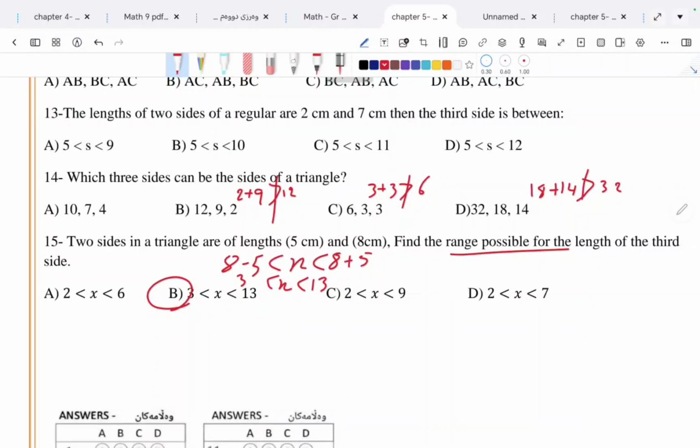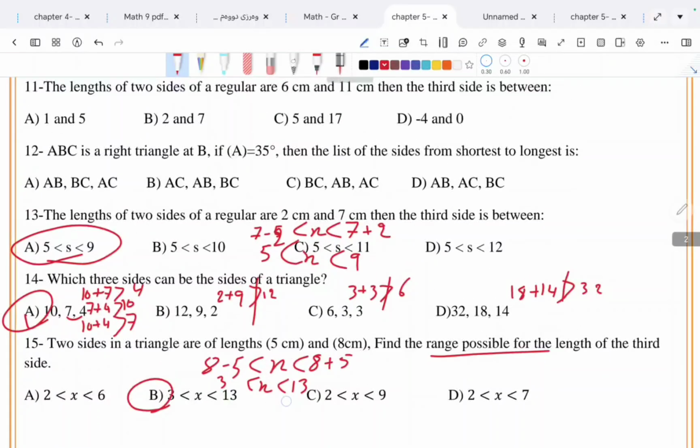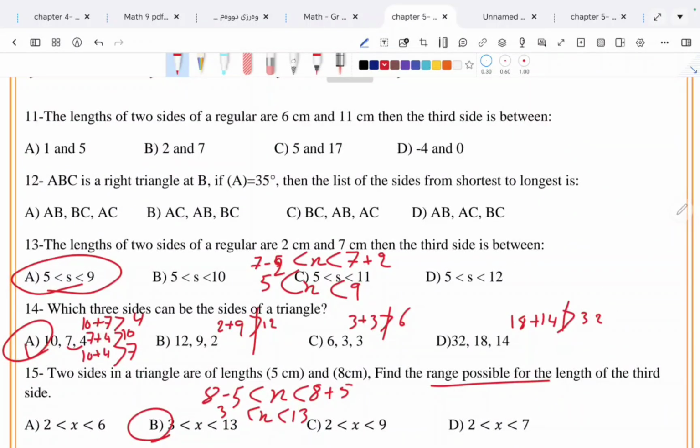So 10 plus 7 is 17, it's greater than 4. Okay? When you add 7 plus 4, it is 11, it is greater than 10. When you add 10 with 4, it will be 14, which is greater than 7. So A is correct. Even this one, it's case 3. Subtract them, then add them. 7 plus 2. When you subtract them it equals 5, and the other side equals 9. So A is correct.